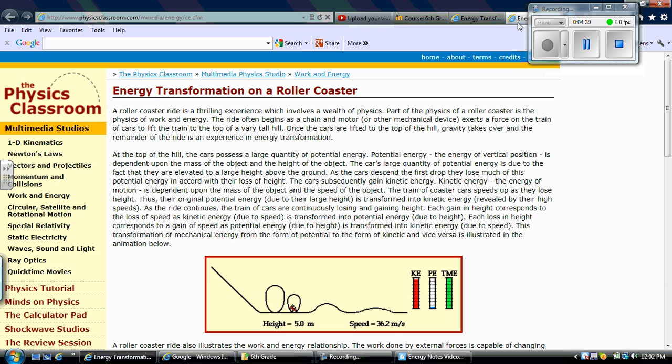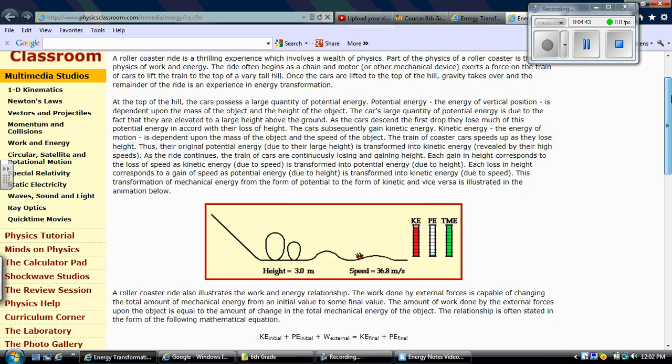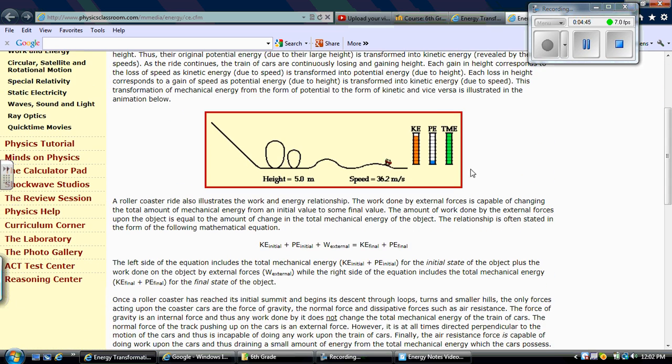Let's look at another example. This one is a roller coaster, and it's also showing you potential and kinetic energy. When he's at the top, he has the most potential energy because he's at the highest point. When he's at the bottom, he has the most kinetic energy. That's where the cart is the fastest. Notice as the cart goes through the loops, when it gets to the bottom, it has the most kinetic. When it gets to the top of the loops, it has the most potential.